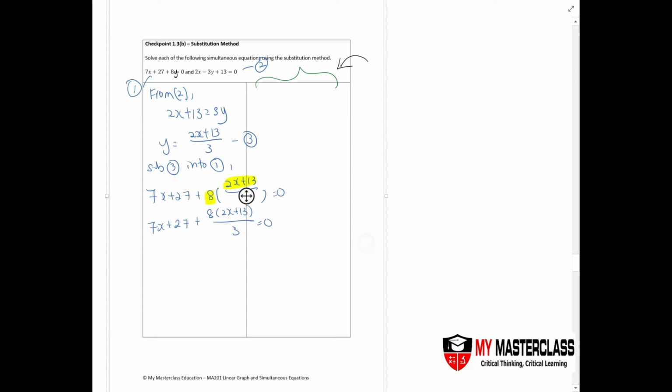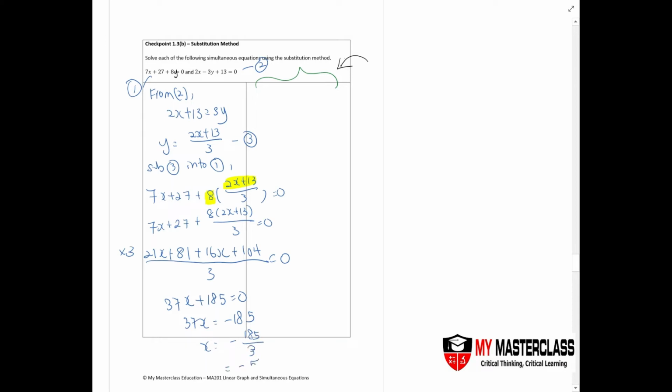So what do I do? I'll make 3 the common denominator. I'll multiply by 3 throughout, to give me 21x plus 81 plus 16x plus 104. Once I make the common denominator throughout, you realize I can cross multiply because 3 times 0 equals 0, right? So I'll combine the terms together. I should get 37x plus 185 equals 0. And this gives me 37x equals negative 185, of which, if I take negative 185 divided by 37, I should be getting negative 5.